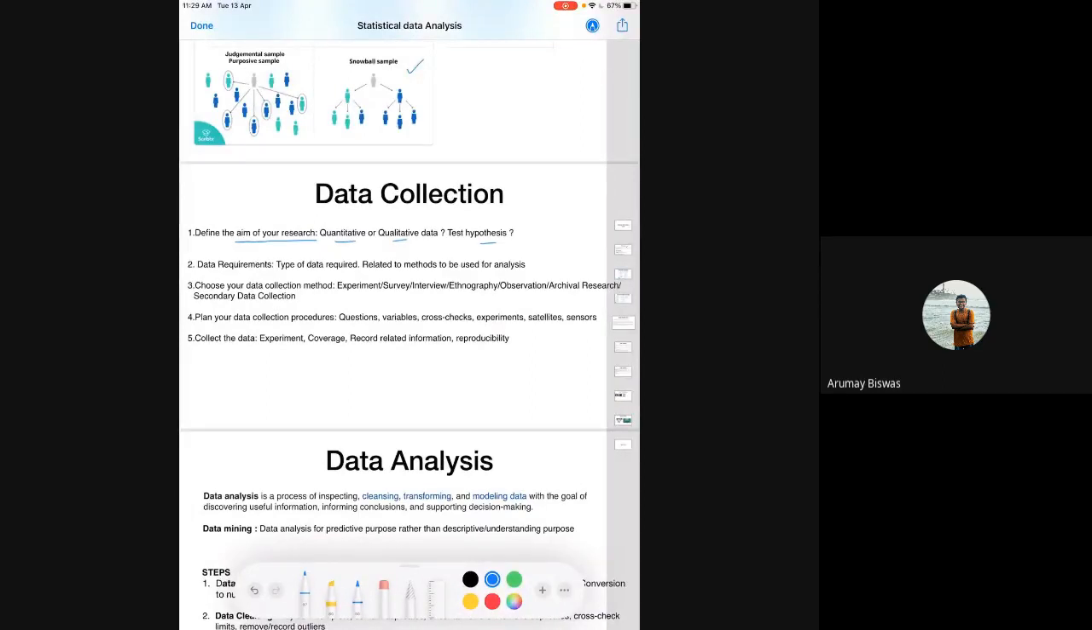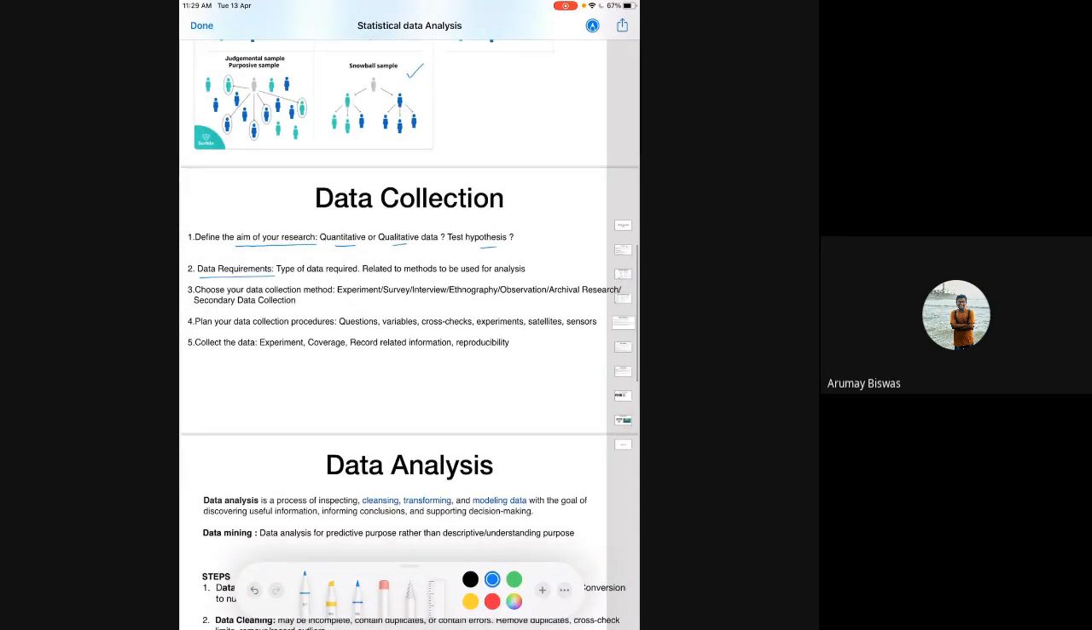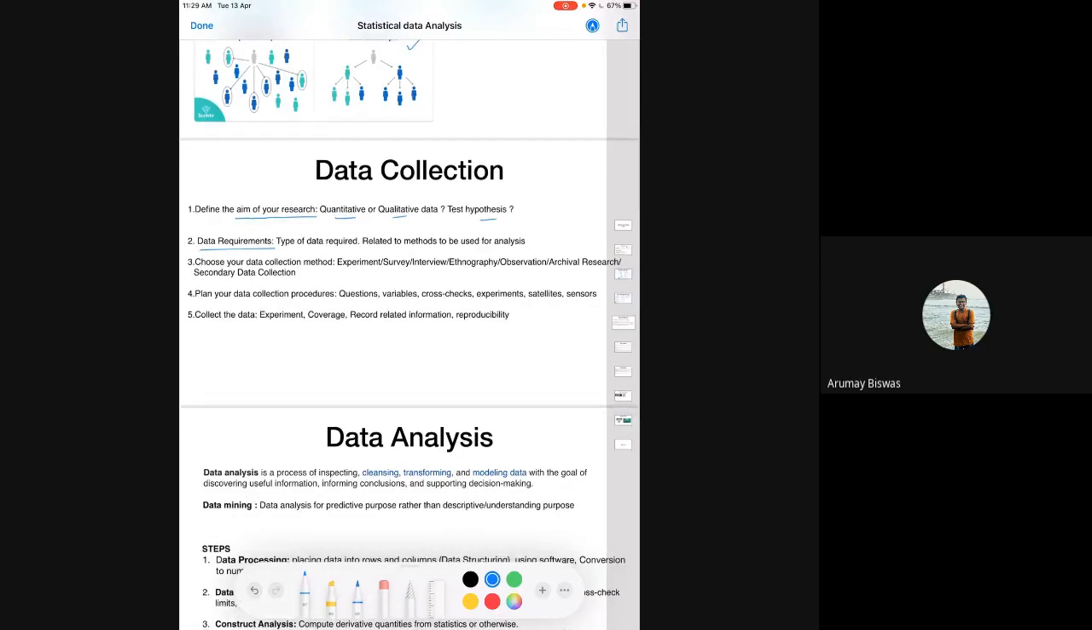So if you want to do a quantitative analysis, you have to have a clear idea about how you will calculate the quantities that you want. In that case, for example, you might want to record your data in a certain way. So that brings you to data requirements. Depending on what you want to calculate, you have to collect your data. And this is of course related to the methods to be used for analysis.